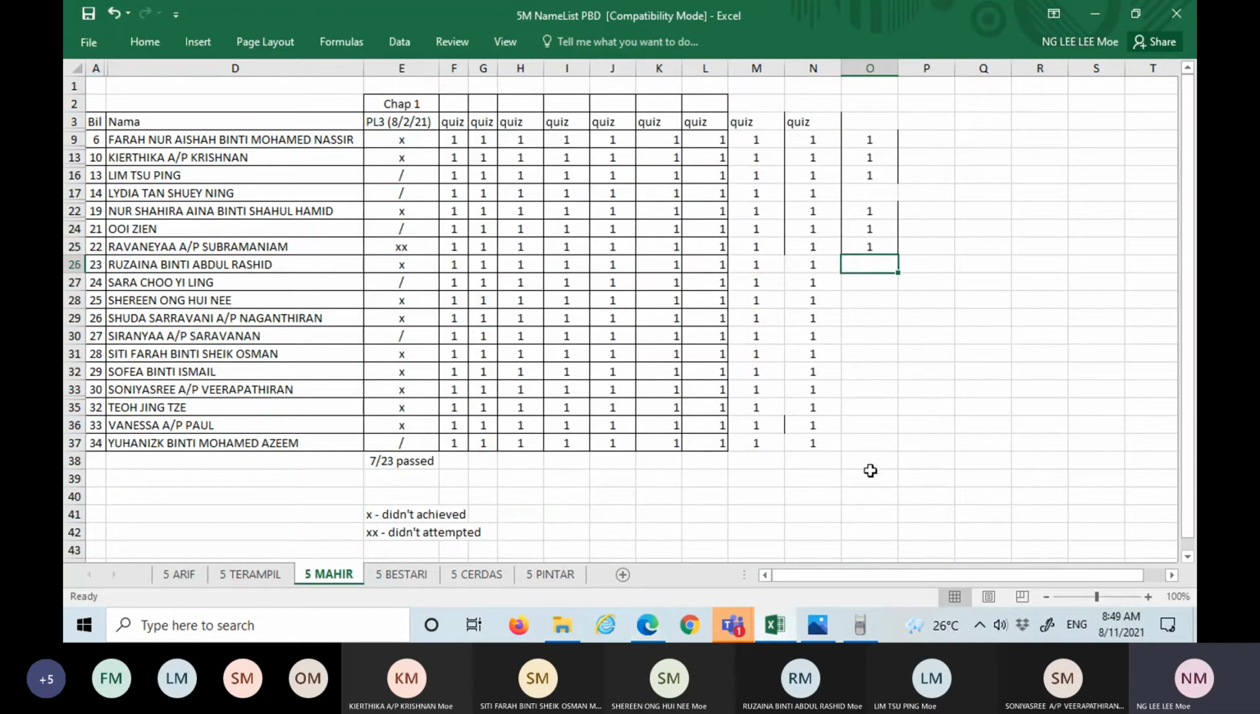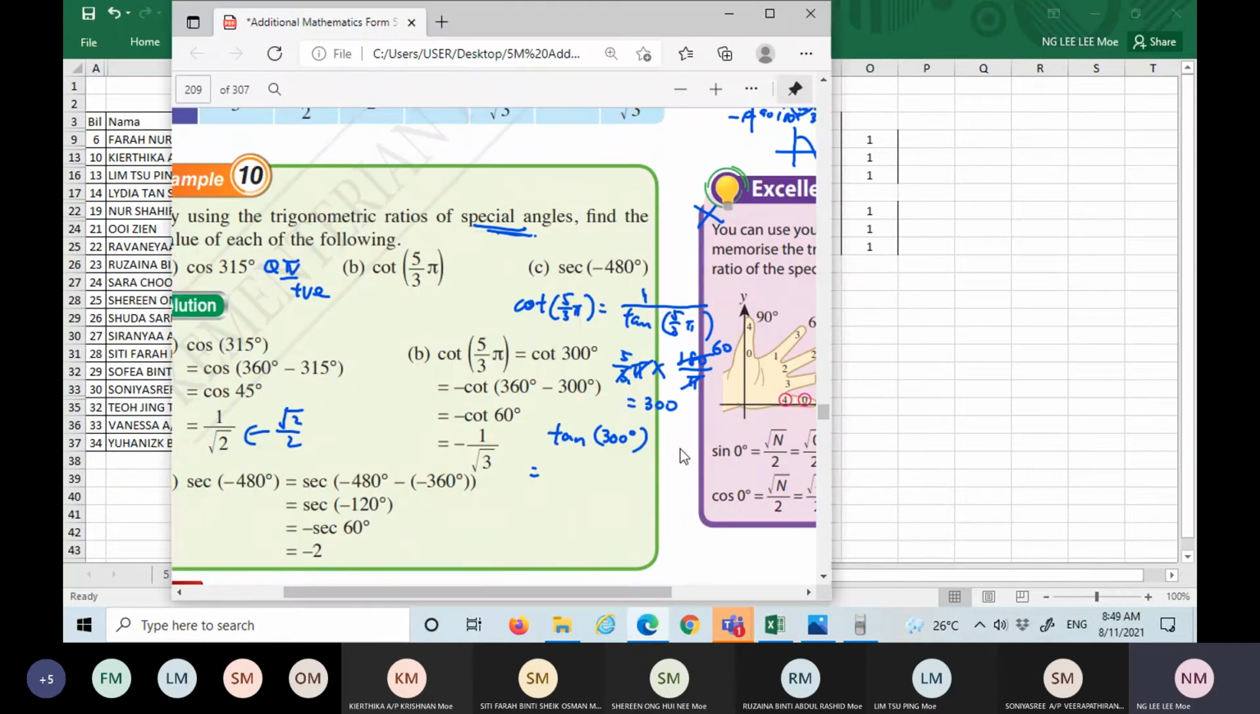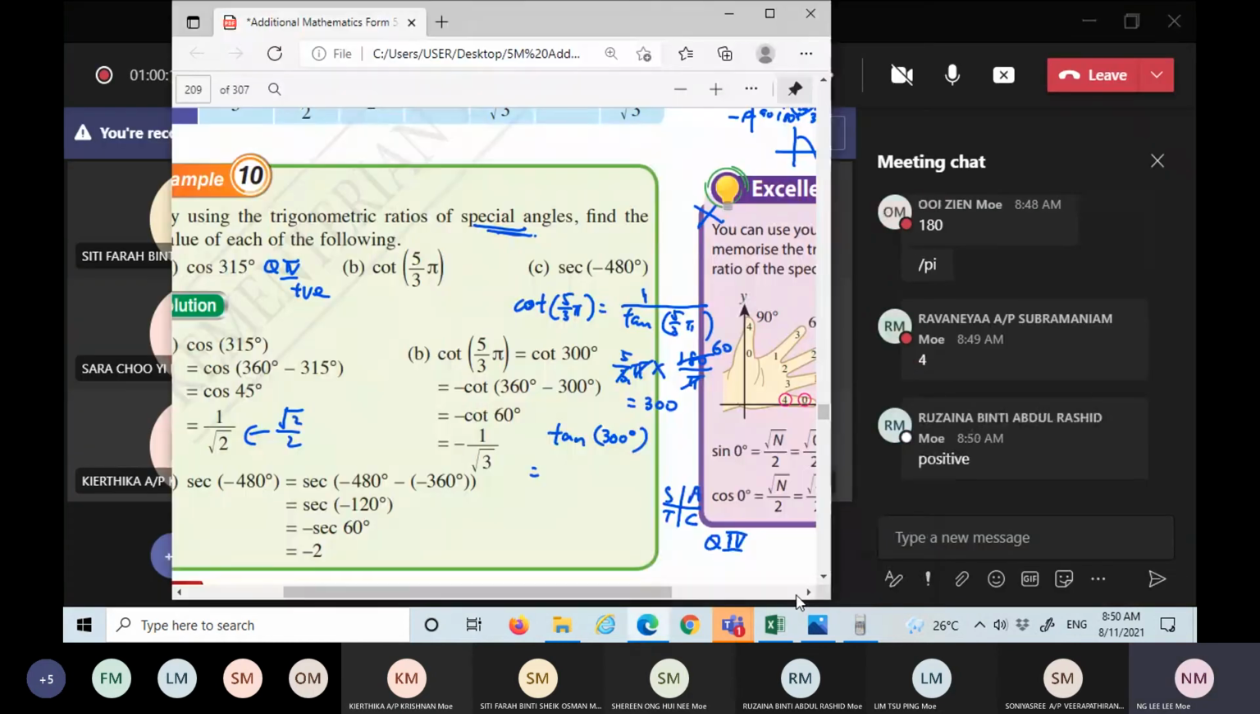Okay, next girl, Uzaina. Okay, so your friend says 300 degrees is in the 4th quadrant. So can you please tell me tangent in the 4th quadrant, what sign is this? Positive or negative? Okay, 4th quadrant is this. Tangent in the 4th quadrant is not positive. Only cos is positive. Tangent is negative. Okay, so remember this is negative.